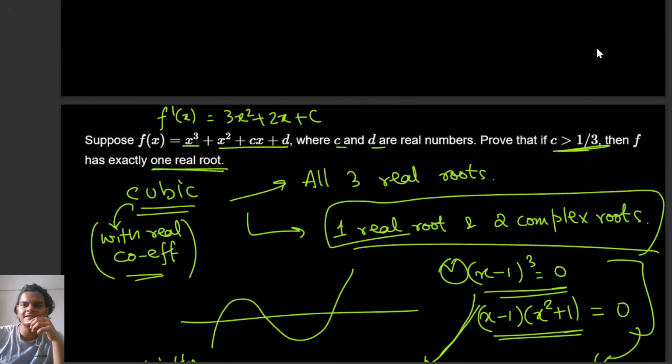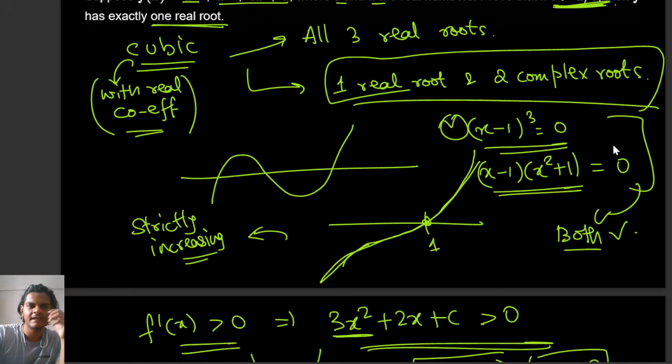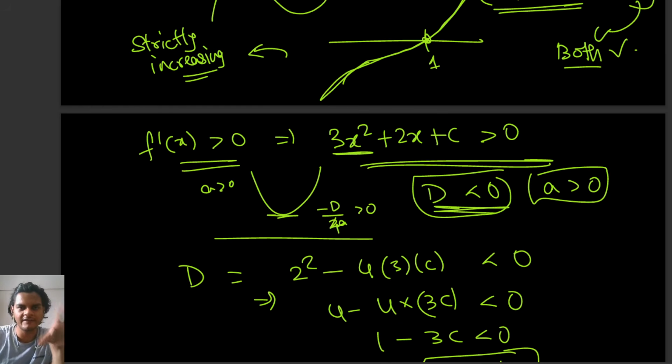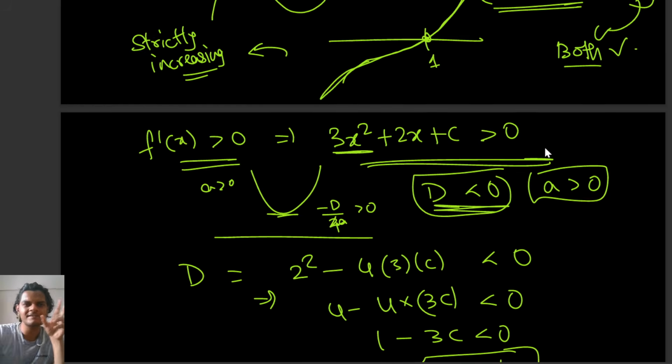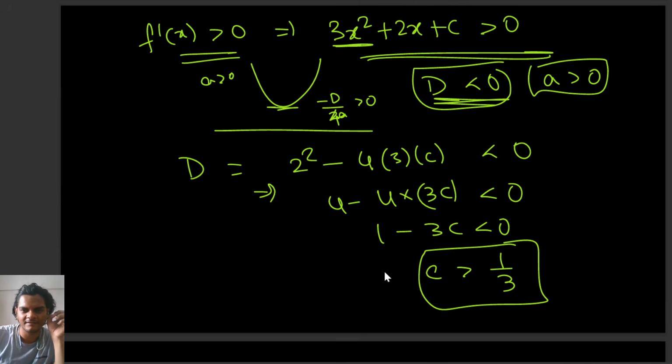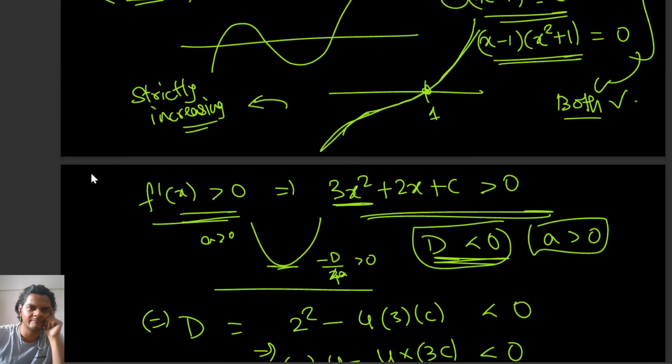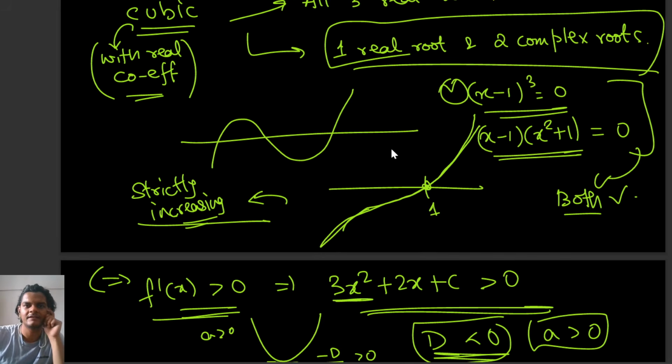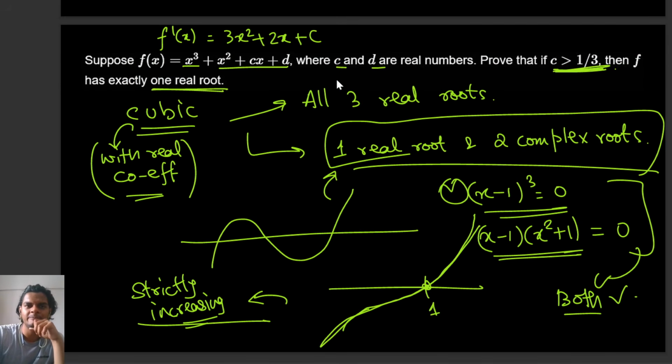So if c is greater than 1 by 3, as given, it has exactly one root. These are double implications, I hope you see that. This implies that, and the other way around, you can go back here. This will imply that f dash is greater than 0, and this will imply that f is strictly increasing, and this will imply that it has only one real root. Understand? So I hope you understood how we do this.